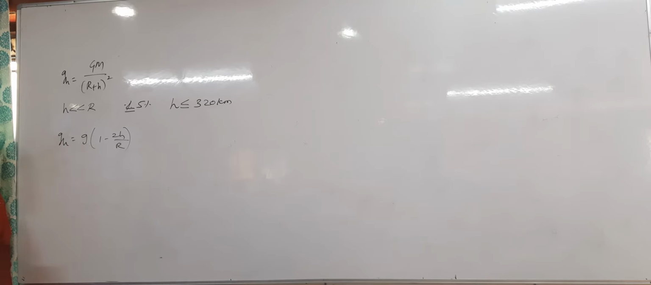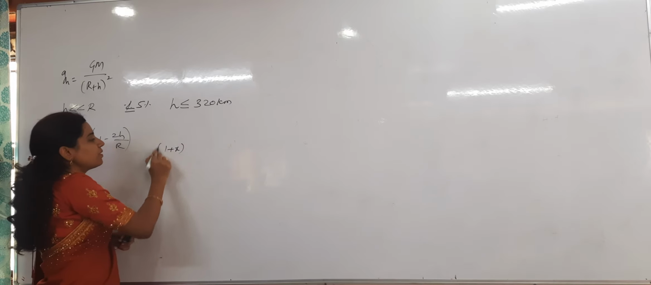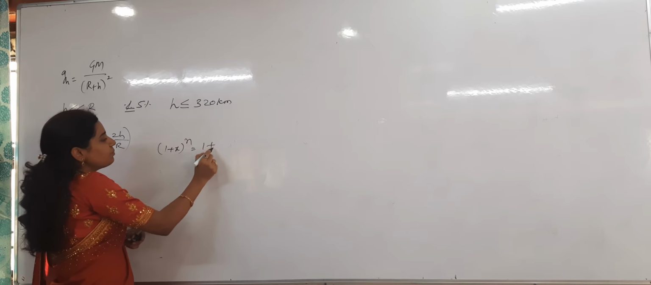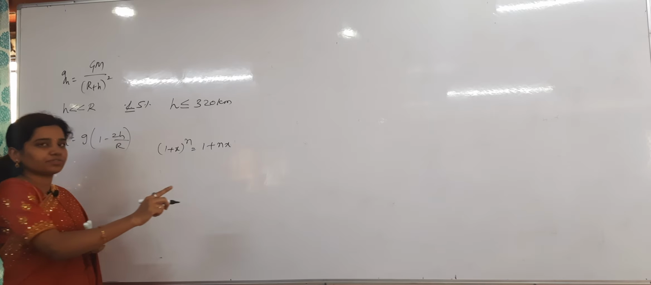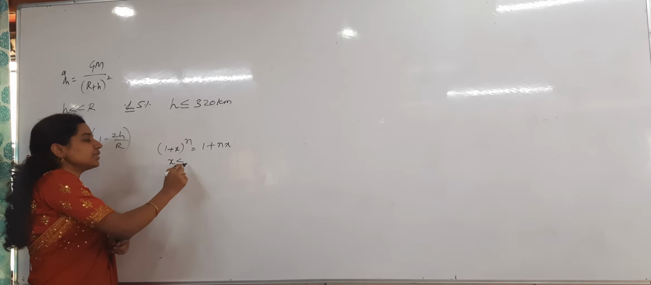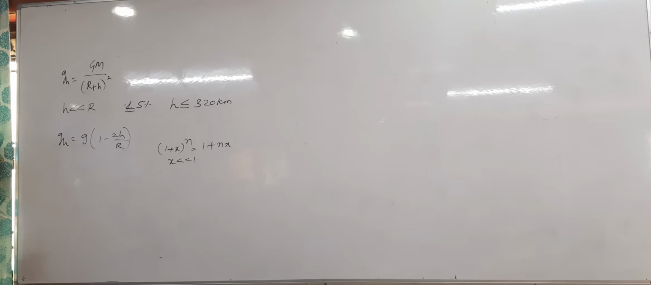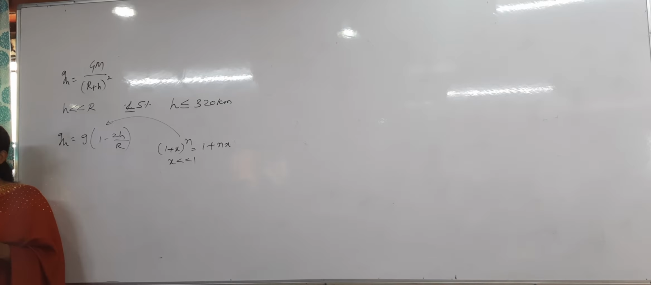We have applied the binomial expansion. Binomial expansion will always be useful, remember that. We have taken that (1 + x)^n = 1 + nx, if and only if... what is the condition? The main condition is x should be much lesser than 1. At that time, 1 + nx. The same method we have applied here also, and then we got this answer: gh = g(1 - 2h/r).